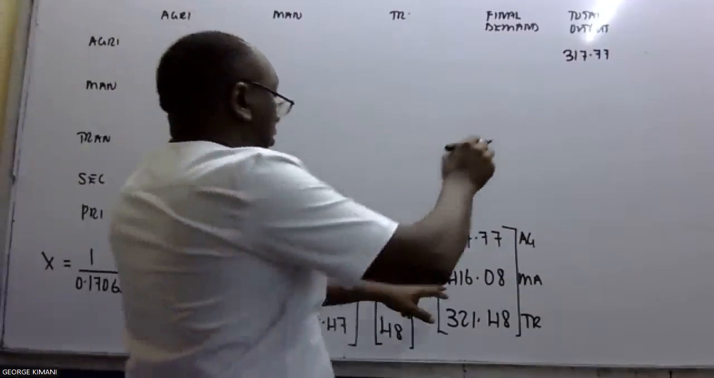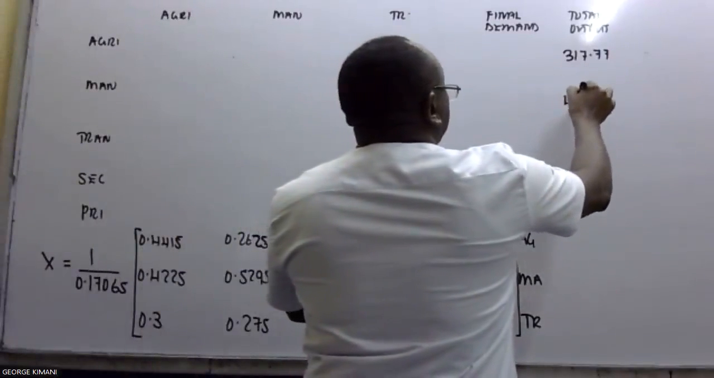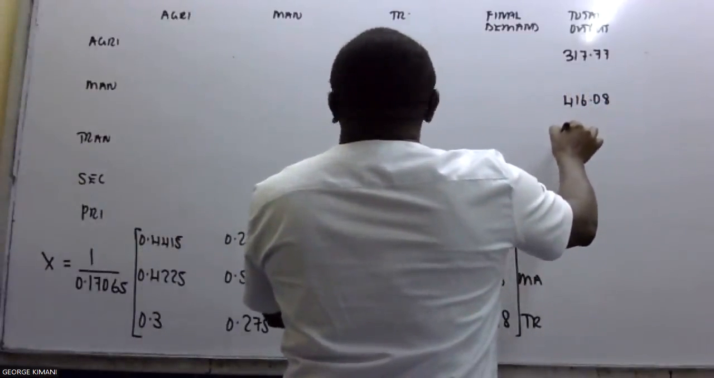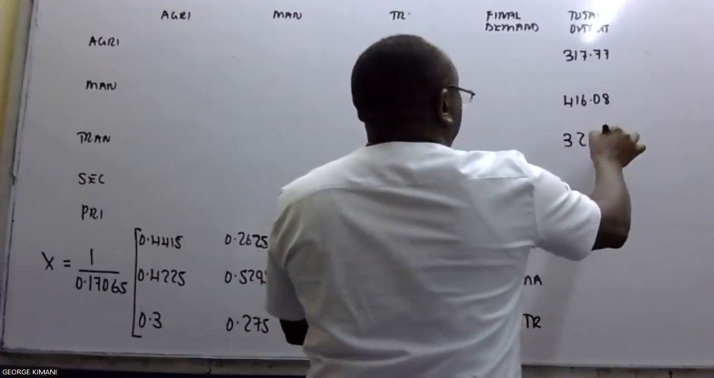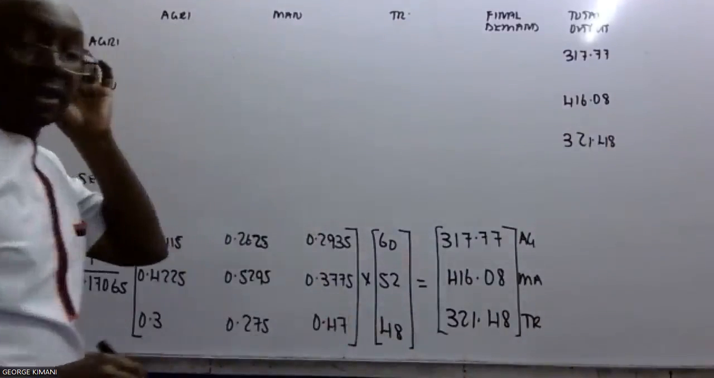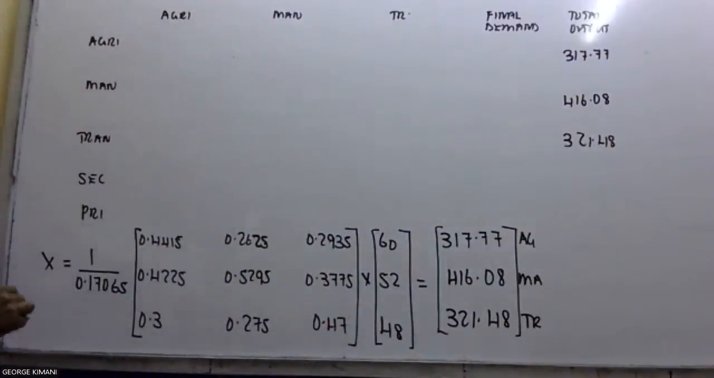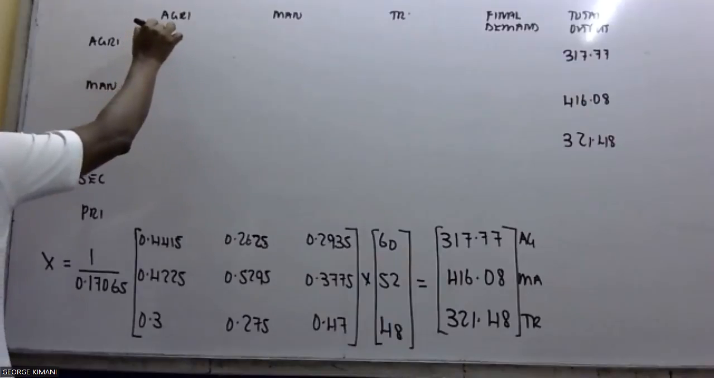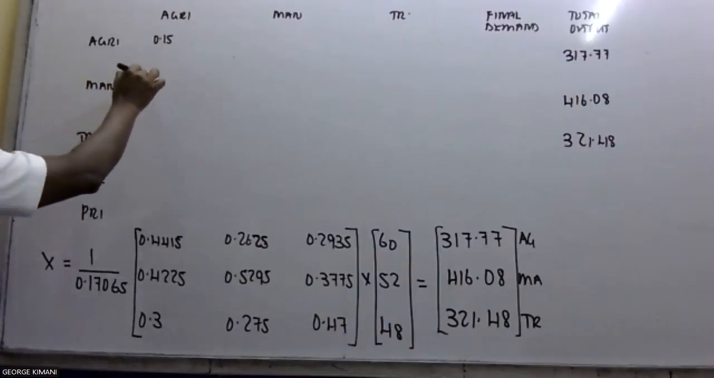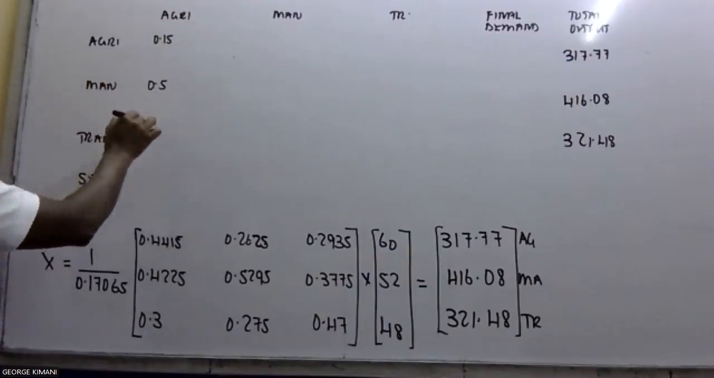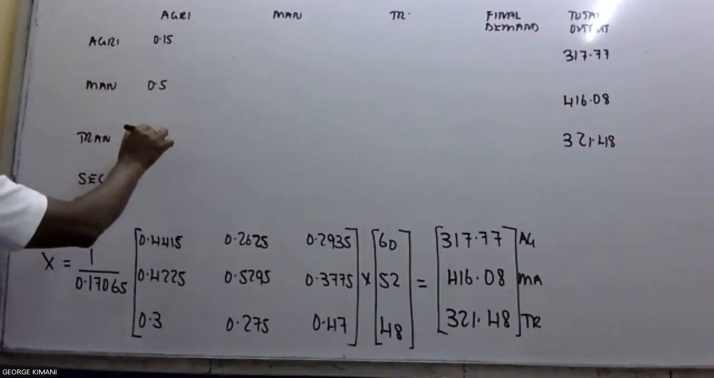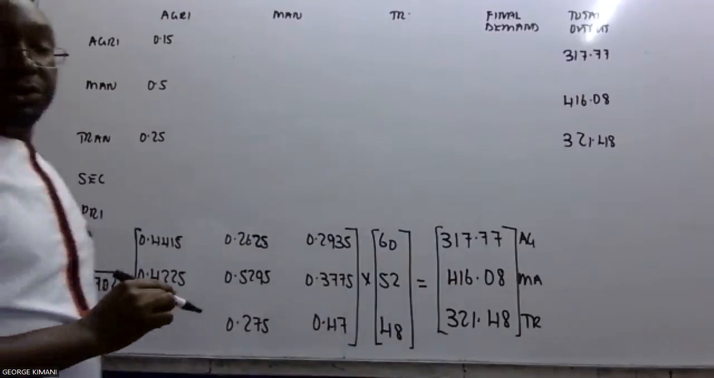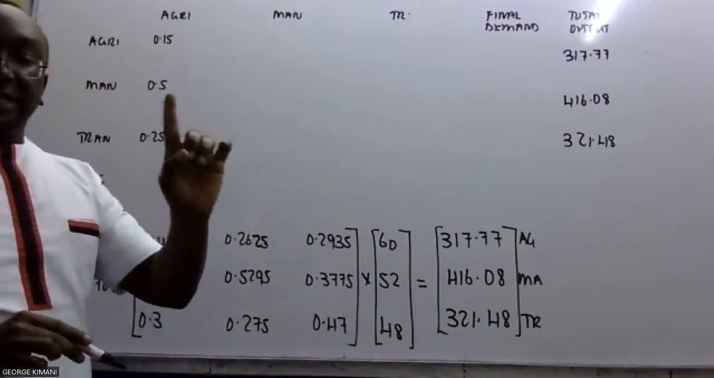Yeah. So this is 416.08. This is 321.48. If you remember what we had done in our matrix, here we had put 0.15. What we assumed here was 0.5. We had 0.25. And then I told you these ones are given per unit.